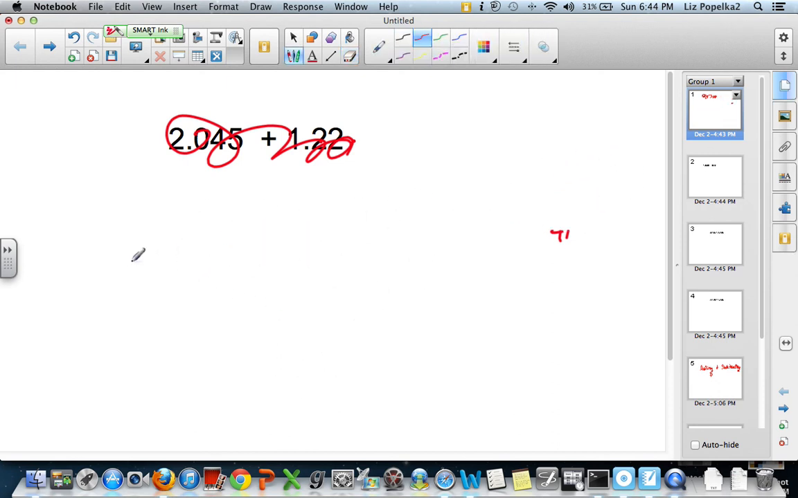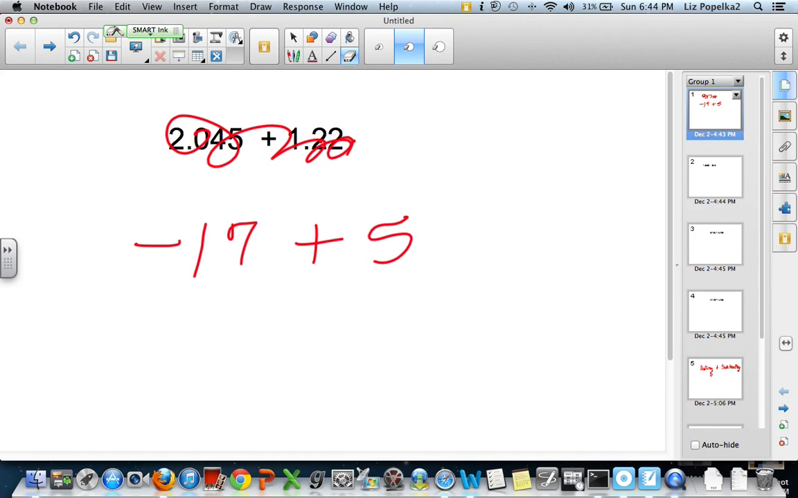The reason that I don't like it is for problems like this one. Let's say we've got a negative 17 plus a positive 5. So they're not the same sign, so you don't just keep it and add it. They're a different sign, so you subtract. 17 minus 5 is 12. Now the lyrics to the song say take the sign of the bigger number. Technically, a positive 5 is bigger than a negative 17.